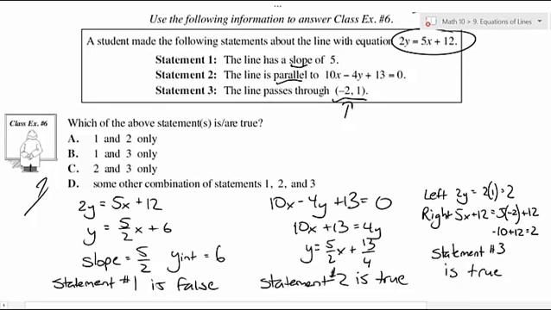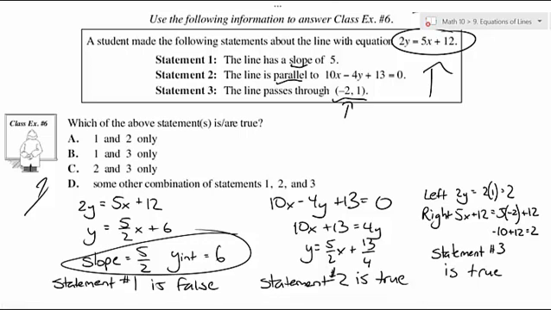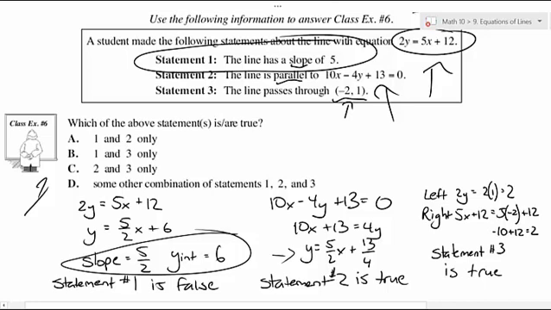We're back with the answer to this one. The first thing to do would be to find the slope and the y-intercept of this equation right here. We found that the slope was 5/2, the y-intercept is 6. So if statement 1 asks for a slope of 5, it is false. Number 2, though, is true, because this equation over here, when we put it into y = mx + b form, we find that the slope is 5/2, which is the same as the slope over here.